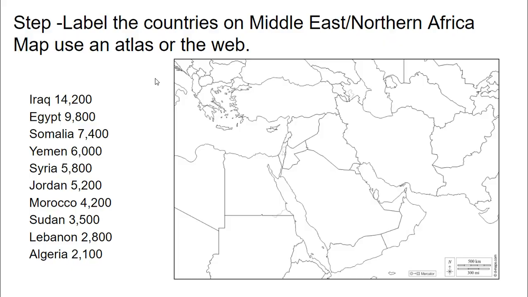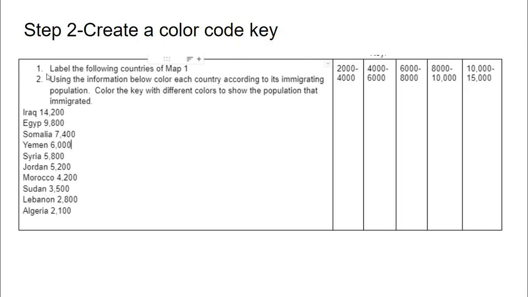Okay. Then step two is you're going to create a color code key for your map. So you have the populations. These are the amount of people who left and immigrated to the United States. Does that make sense for everyone? So in Egypt, this is data from 2017, about 14,000 people left Egypt and came to the United States. So you're going to create a color code for each of these percentages.